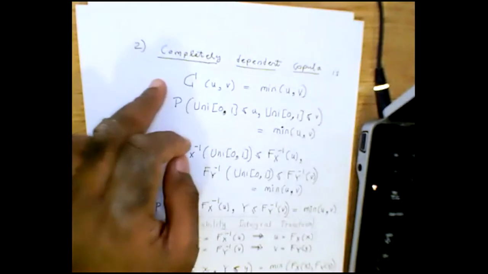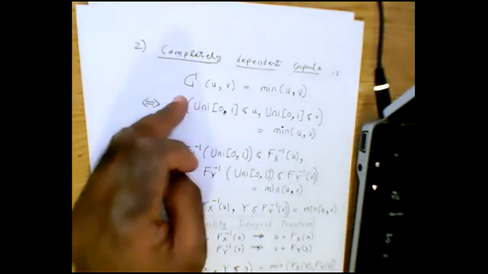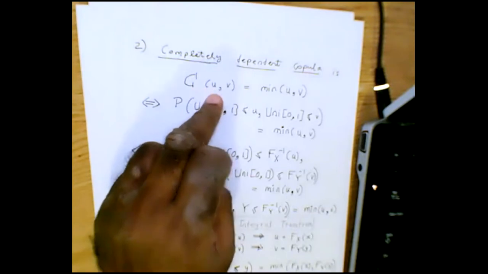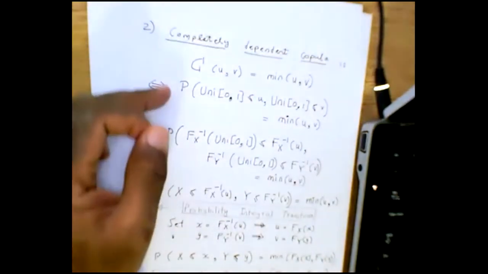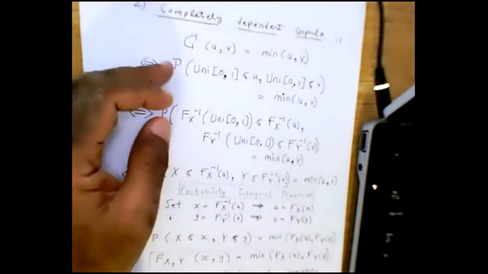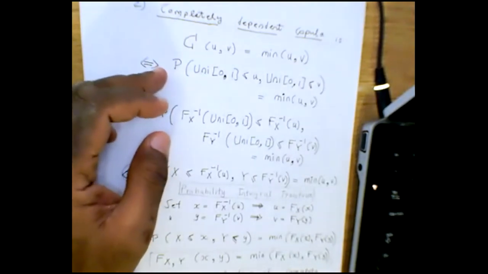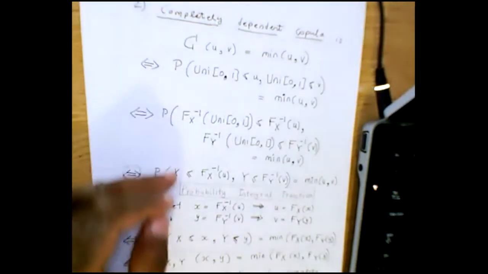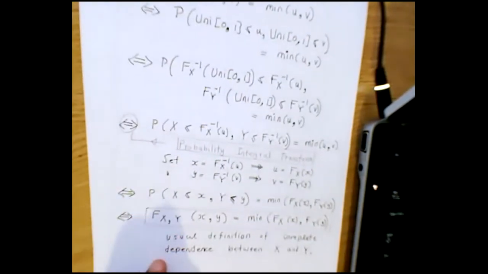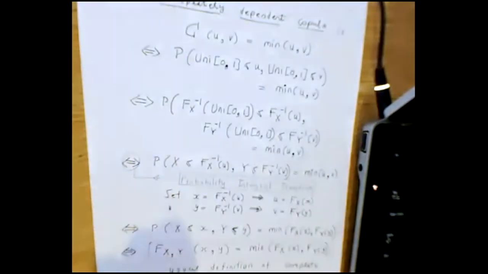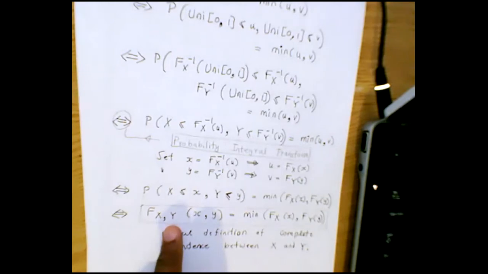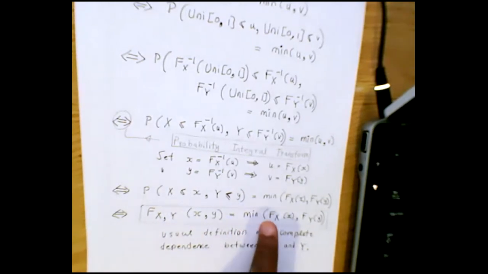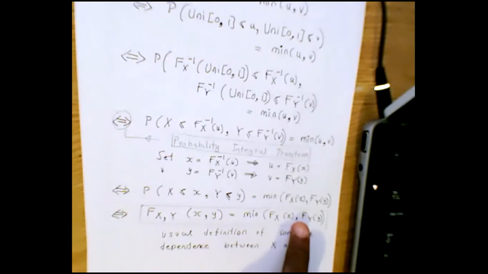The second of the two simple copulas is known as the completely dependent copula, for which C at (u,v) is defined as the minimum of u and v. And again, if you follow these arguments, I'm not going to go through them step by step. I'm sure you guys are good enough to follow this argument by yourself. It can be shown that this statement is equivalent to this statement here: the joint CDF of X and Y is equal to the minimum of the marginal CDF of X and the marginal CDF of Y.